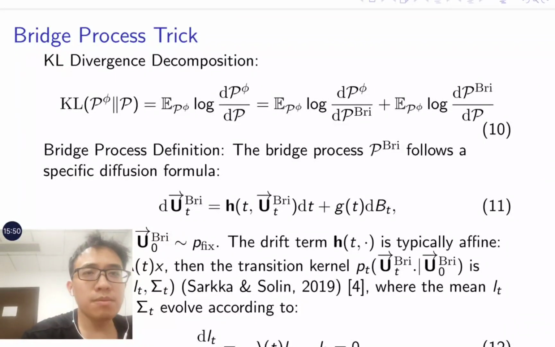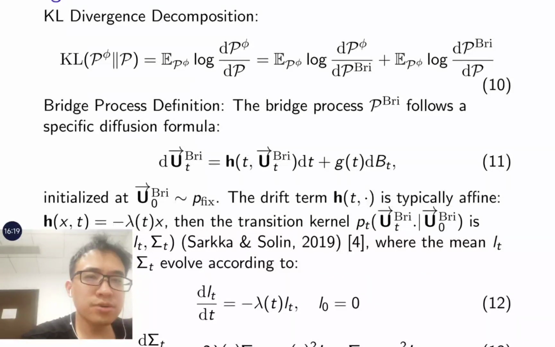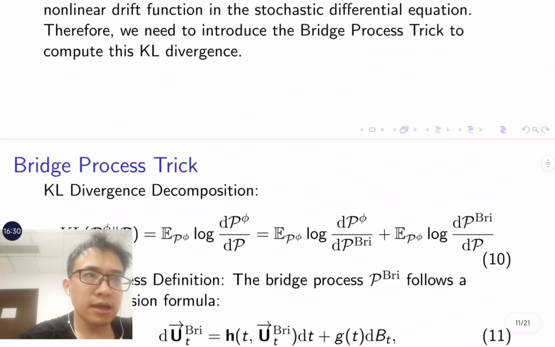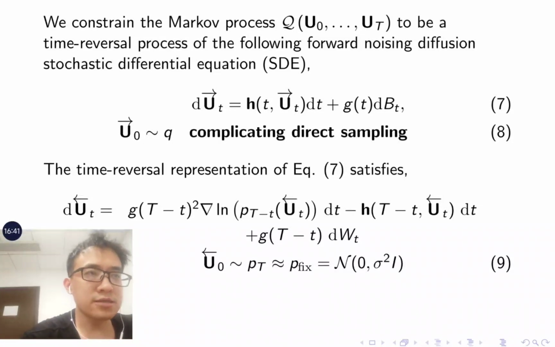The bridge process trick is a method to introduce an intermediate process. It is an augmented method to construct an augmented process, U bridge. It also starts at p_fix, which follows a simple Gaussian, and it has the same dynamics as the forward process in equation 7.